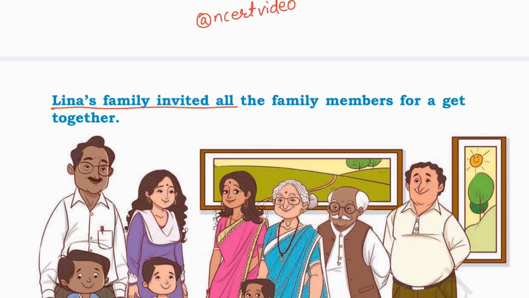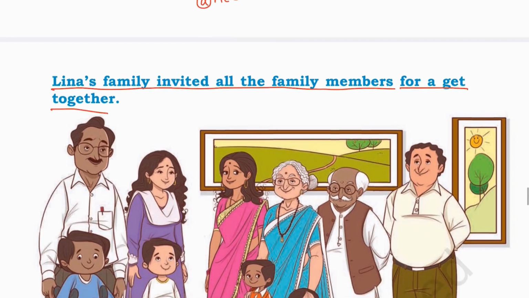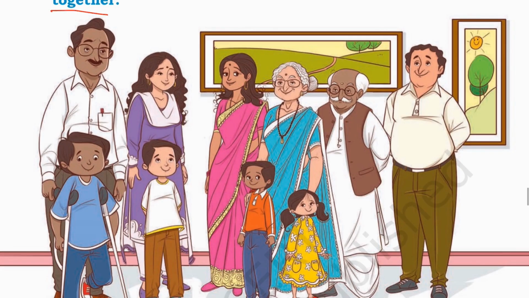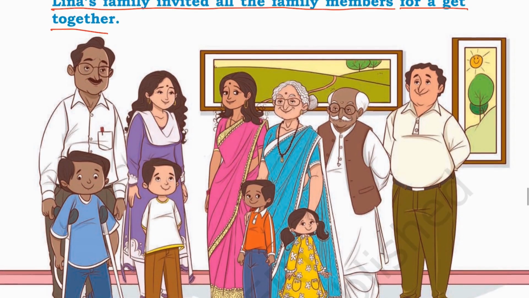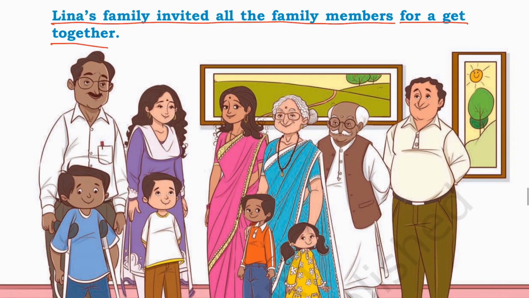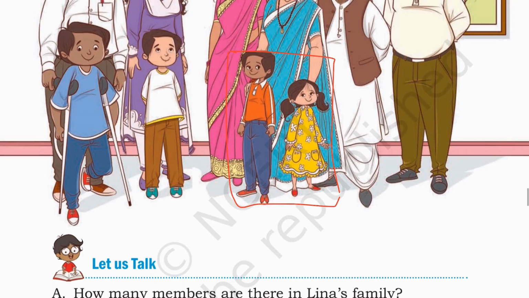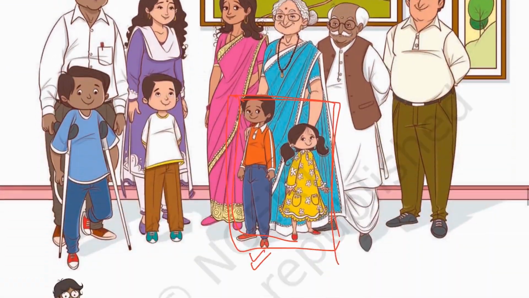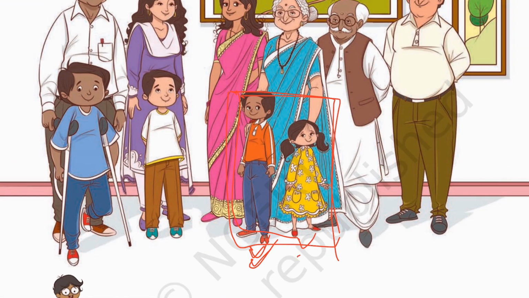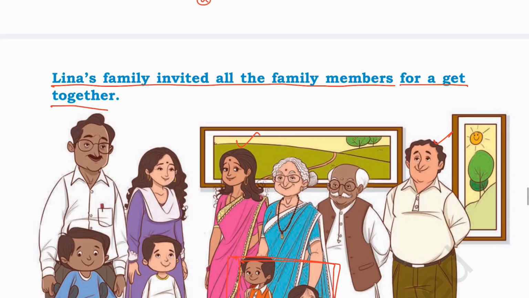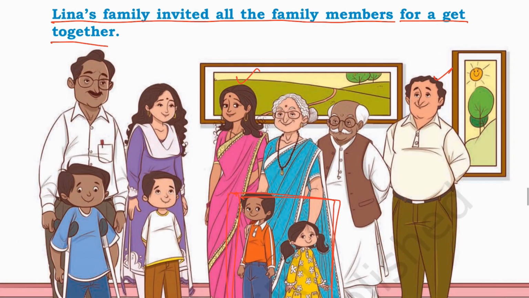Lina's family invited all the family members for a get together. You can see all family members have been invited. These include uncle, aunt, and the cousin brother, cousins. This is boy. This is girl.